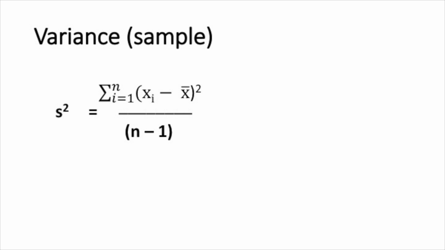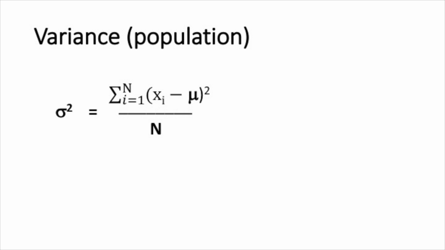So the notation x bar represents the mean of the sample, and the lowercase n represents the sample size. Here's a formula for a population variance. So the notation mu represents the mean of a population, and the uppercase N represents the size of the population.